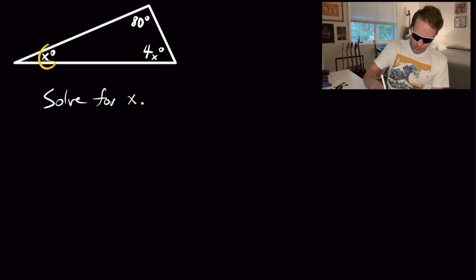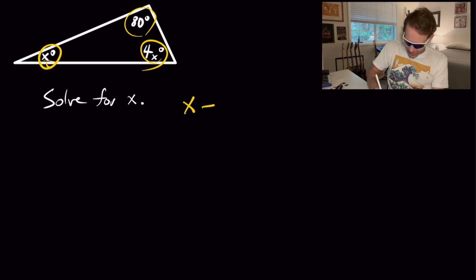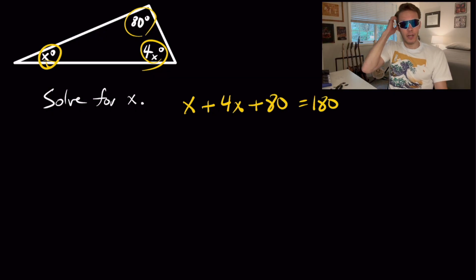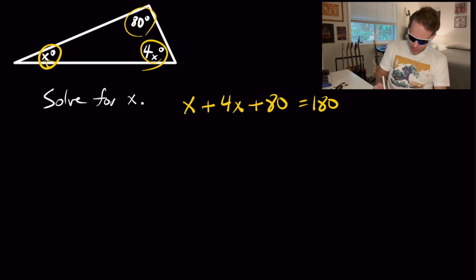If I add this angle and that angle together, I'm going to get 180. So I could write this as x plus 4x plus 80 equals 180. Right now it just becomes an algebra problem. So what once looked like a geometry question, once you use some knowledge that you know about these geometrical shapes, automatically turns into an algebra problem, and it becomes a lot easier. So x plus 4x, that's going to be 5x plus 80 equals 180.